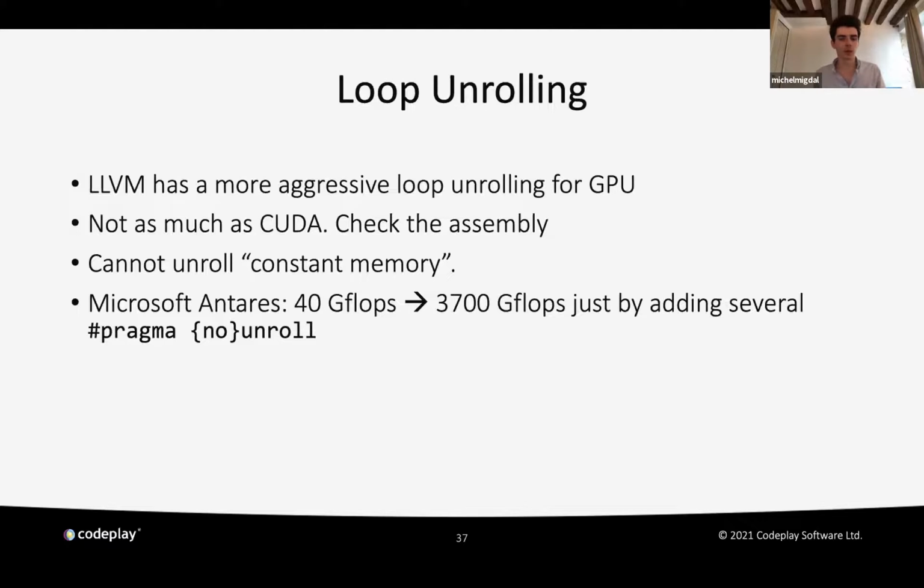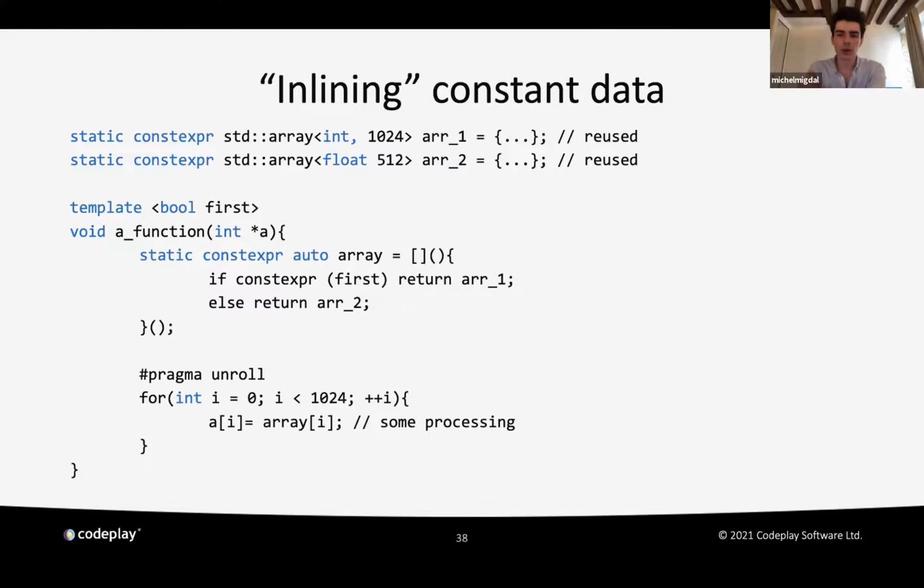And yeah, so I really think the issue is coming from the compiler, because it doesn't have enough data on the GPUs to be able to figure out where to do the unrolling. So I talked before about the issue of inlining constant data.